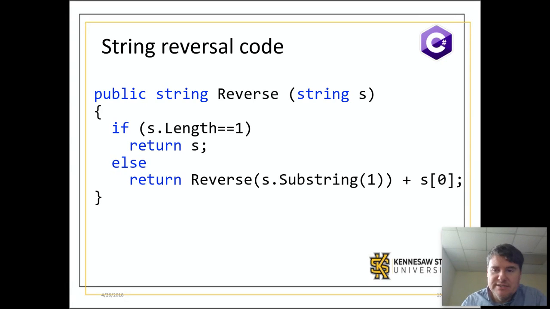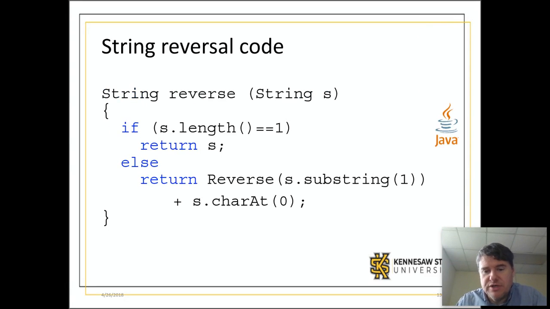All right, so that's the C# code. The Java code is almost identical. You also have an s.length, which tells you that. You return the string, and otherwise you make the call with substring of 1 and the character at 0. You address it slightly differently here. Okay, so hopefully that one makes sense.